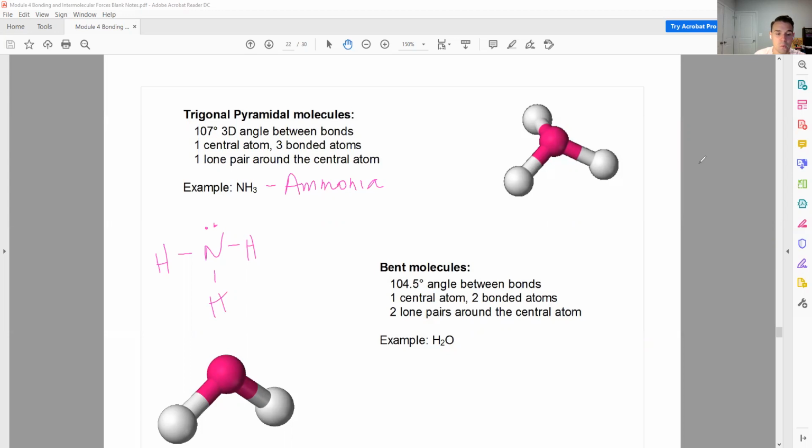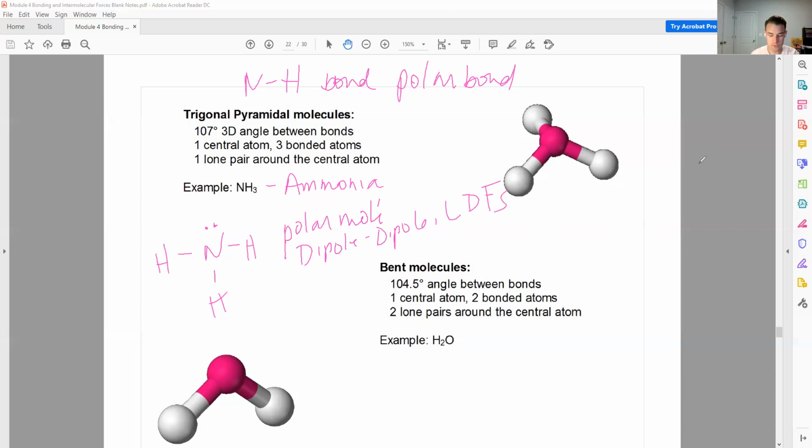So we can look here, the nitrogen-hydrogen bond, that's going to be a polar bond. Overall, ammonia is a polar molecule. And it's going to have dipole-dipole for sure, because it's a polar bond. Remember, everything has London dispersion forces.